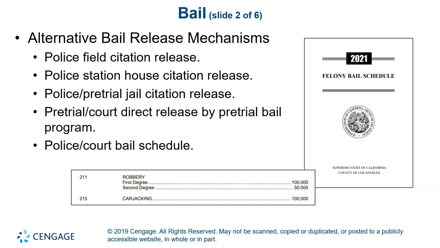And then finally, you have the police/court bail schedule. And here an arrestee can do what we call post bail at the station or jail, county jail, etc., according to the amount specified in a bail schedule. And the schedule is basically a list of all bailable charges and corresponding dollar amounts. And these schedules can vary widely from jurisdiction to jurisdiction. And they come in like a little booklet.